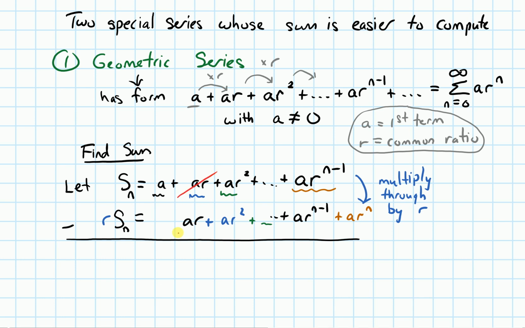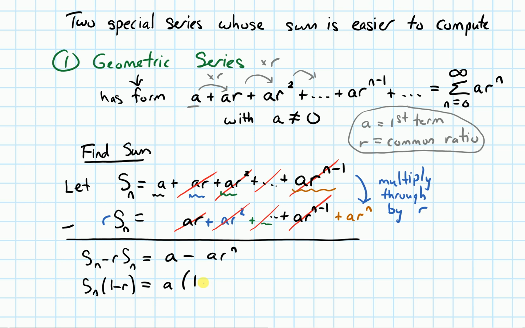So this ar will cancel with that ar, the ar squared is going to cancel, in fact everything in the middle cancels, up until ar to the n minus 1, and this ar to the n minus 1. So now subtracting, I get S sub n minus r S sub n equals, on the other side, a minus ar to the n. Alright, so on the left-hand side, I can factor out an S sub n and be left with 1 minus r. On the right-hand side, I can factor out an a and be left with 1 minus r to the n.